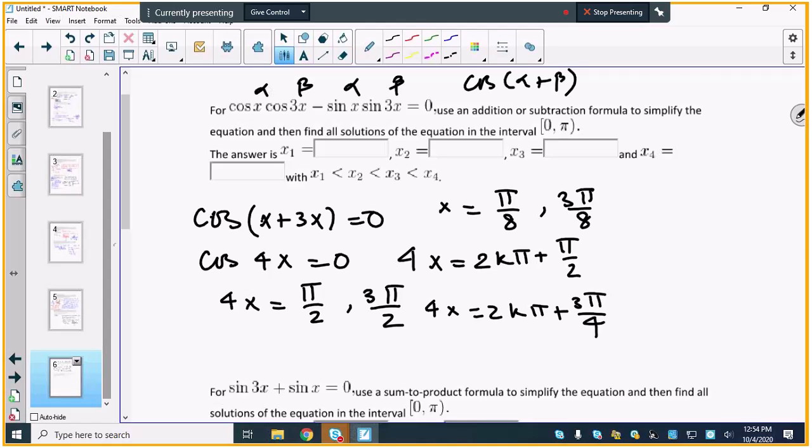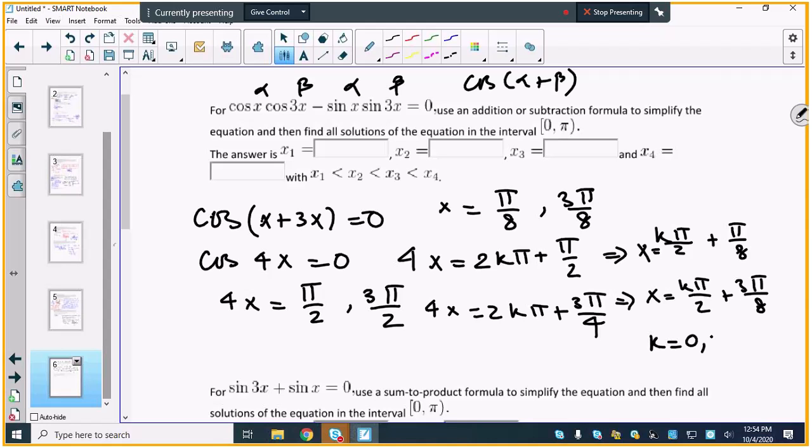So that's the general solution, which means this one means x is equal to k pi over 2 plus pi over 8. And this one means x is equal to k pi over 2 plus 3 pi over 8, where k is equal to 0, plus or minus 1, plus or minus 2, etc. So remember, my first objective is to put k equal to 0. If I put k equal to 0 from the first equation, I get the solution pi over 8. If I put k equal to 0 in the second equation, I get 3 pi over 8.